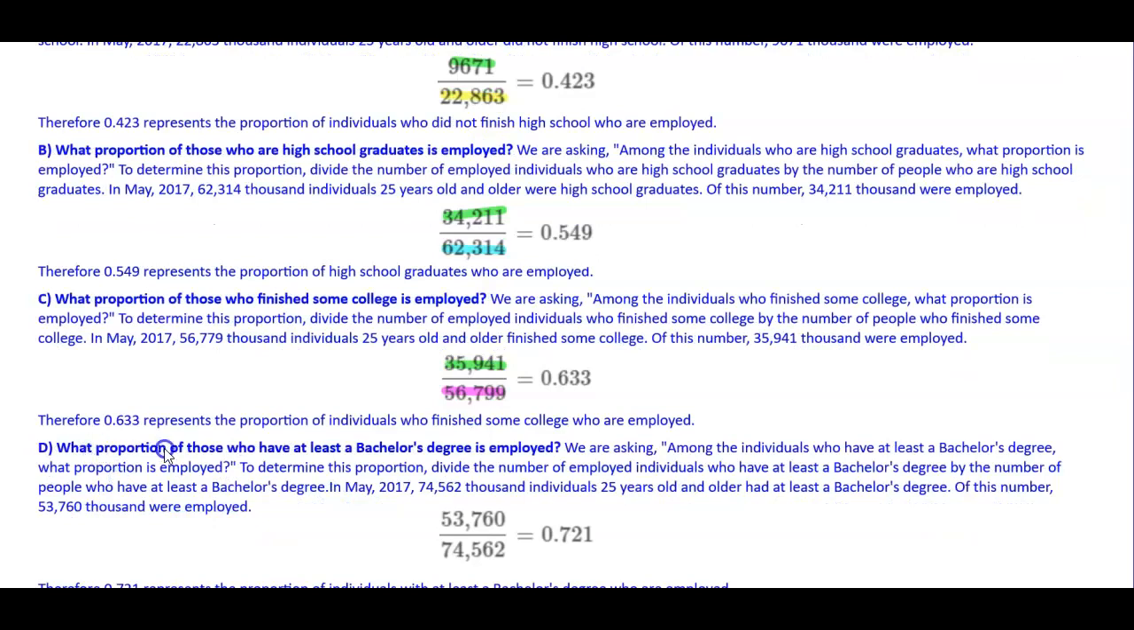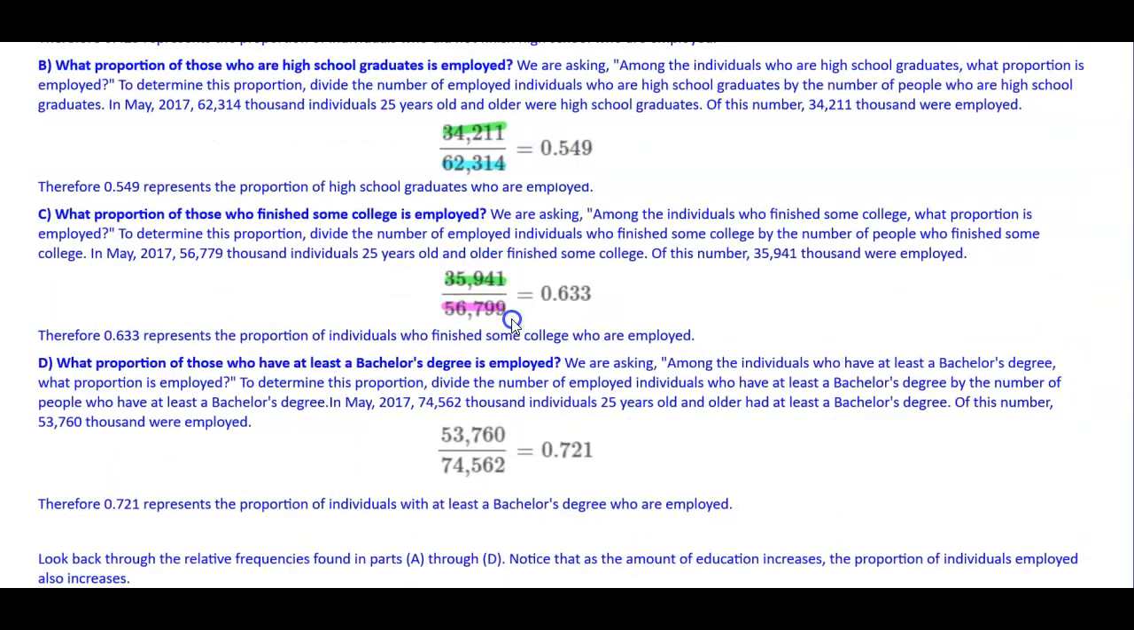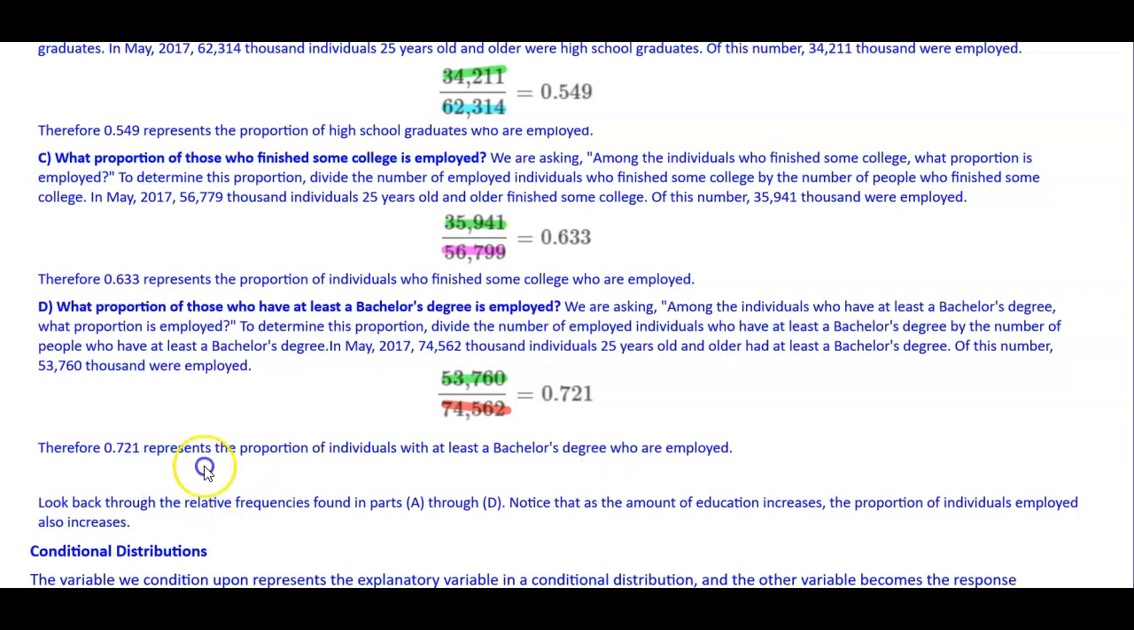Now, in Part D, it says, what proportion of those who have at least a bachelor's degree is employed? Again, we use the number associated with employed in the bachelor's degree column. We know that in the column of bachelor's degree, the total is 74,562. The number in the numerator is 53,760, which represents the bachelor's degree holders who are employed, and dividing it by the total in that column, 74,562, gives us 0.721. Therefore, 0.721 represents the proportion of individuals with at least a bachelor's degree who are employed.